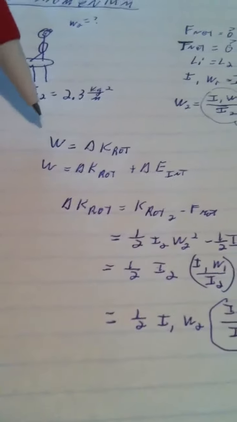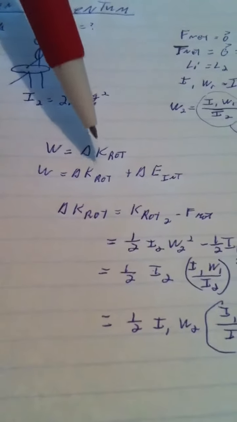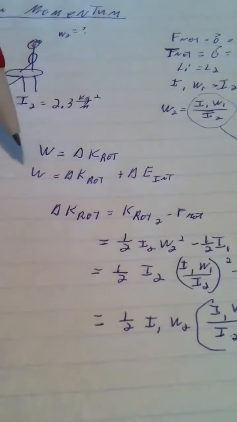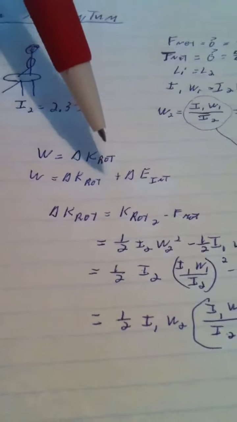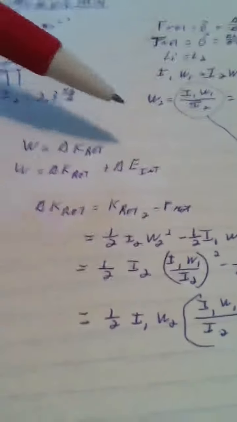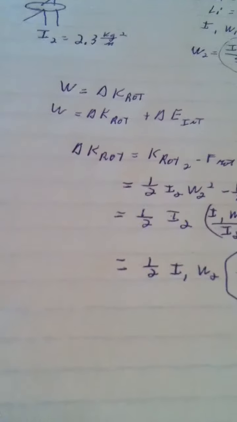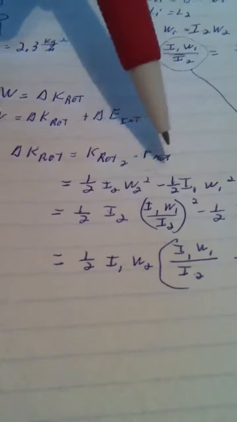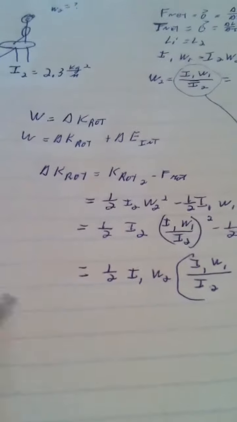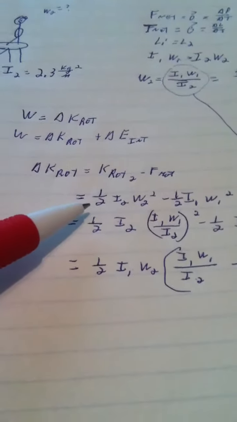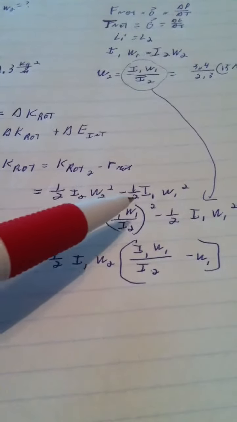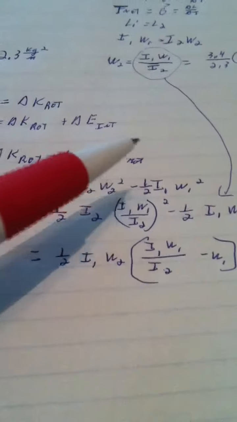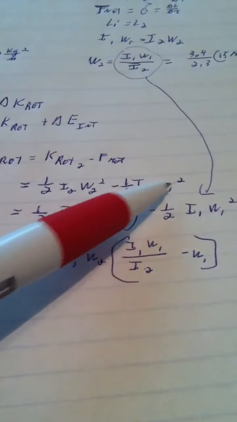And you see I have the work equals the change in kinetic energy, and then the work equals the change in kinetic energy plus the change in potential energy. And then the change in kinetic energy equals kinetic energy 2 minus kinetic energy 1. So you have to do half, so that's when you get 1/2 inertia 2 omega 2 to the second power minus 1/2 inertia 1 times omega 1 to the second power.